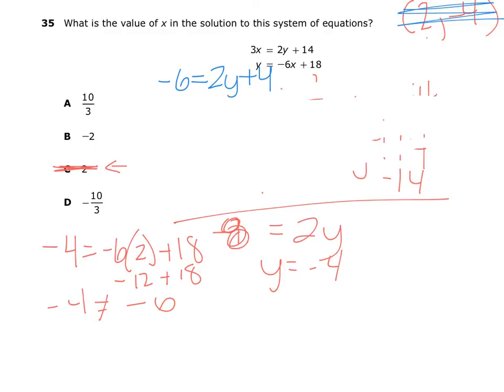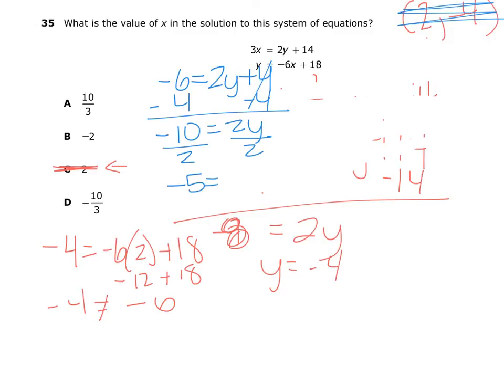Okay, we know that one's not the answer. So we're going to subtract 4. We get that negative 10 equals 2y. Divide by 2, and we get negative 5 is equal to y. Okay? So then we plug that into the second one. That would mean that our answer would be negative 2 comma negative 5.